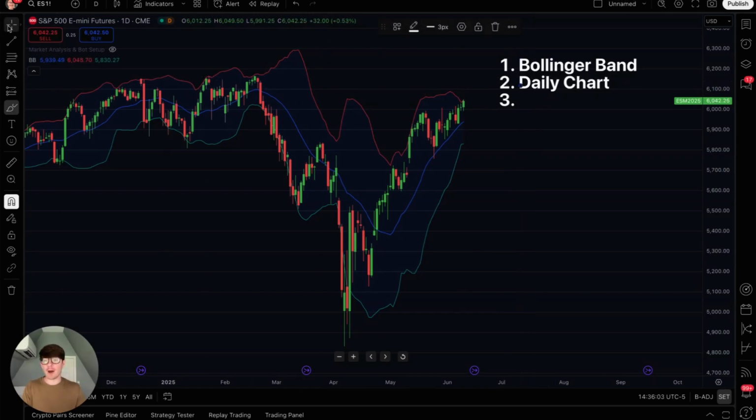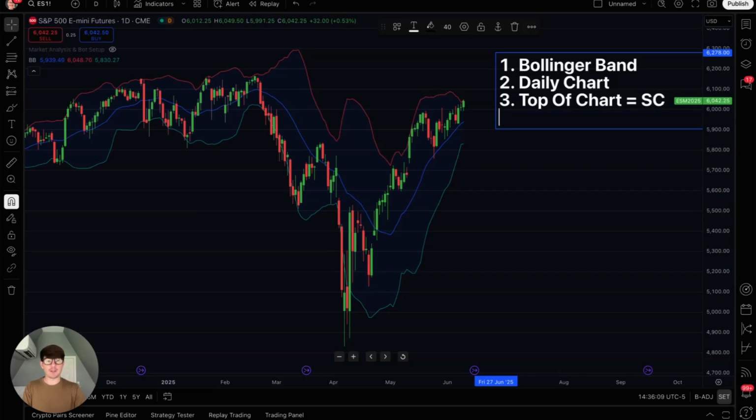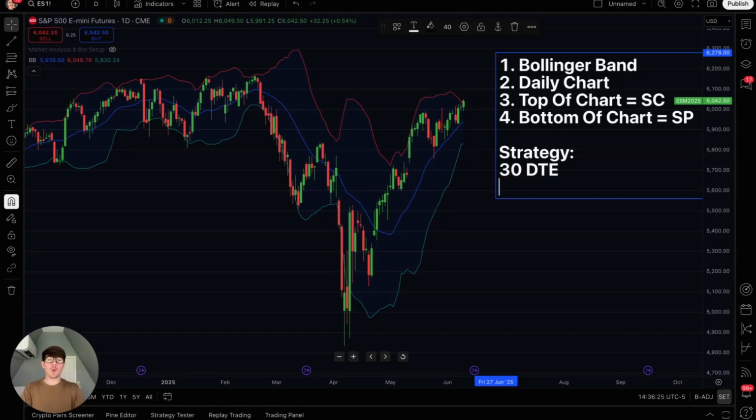So if we're talking about it here, number one is the daily chart. Number three, top of chart equals sell calls. And then four, bottom of chart equals sell puts. So what is the framework for this? The strategy is the same, no matter if we're doing calls or puts, okay? We're going to go about 30 days out, so 30 DTE. What you're going to do is sell the options, whether that be call or put, it doesn't matter. You're going to go about, depending on you, the 10 to 30 delta level.